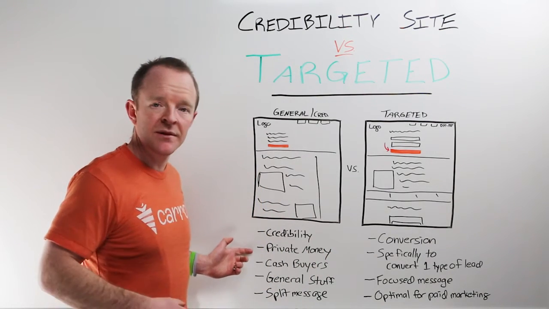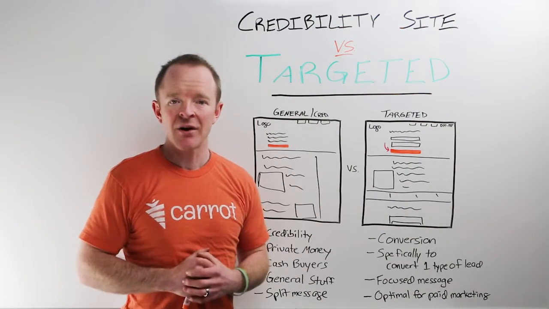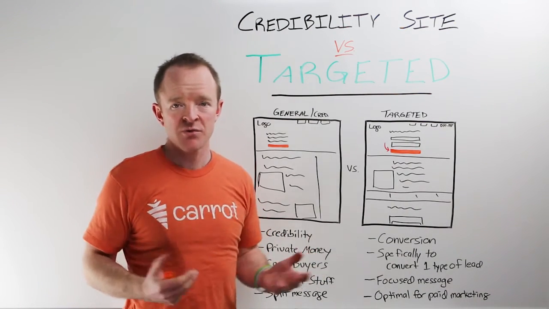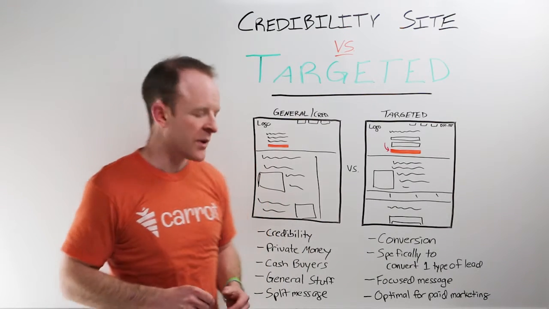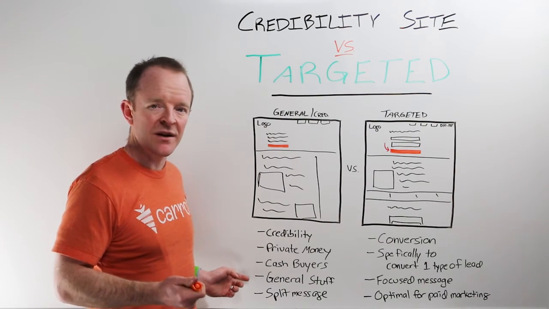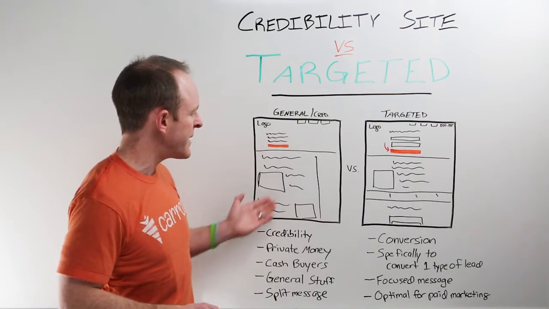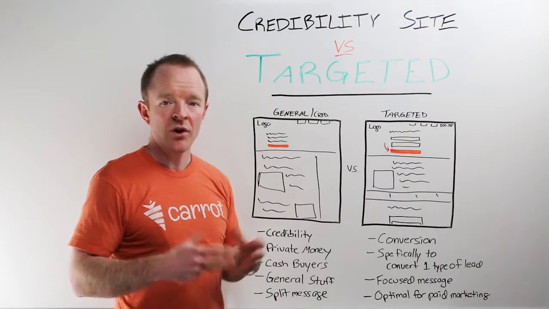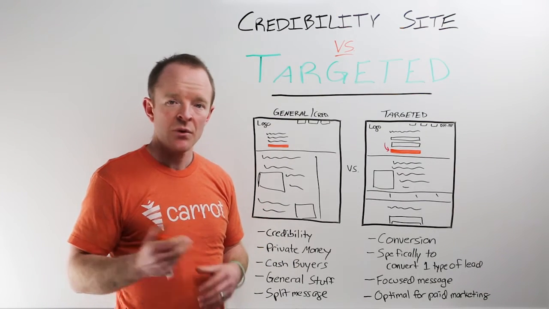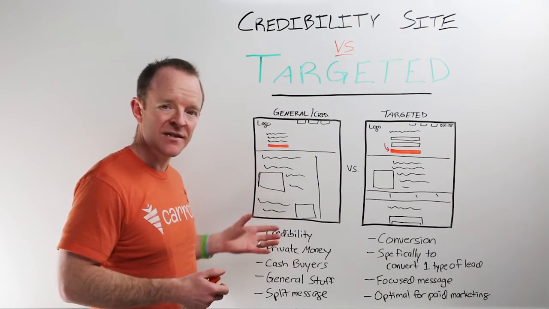And you could be looking for private lenders on that website. You could be building a cash buyer list on there and selling properties. That works really well on a main company credibility website, okay? But it's a lot of general stuff, okay? It's not really focused in on any one particular message, and it's a split message, okay? So your homepage might say, hey, we are a real estate investment solutions firm. We buy, sell, and rent houses. But you're going to be talking about all of that stuff here on the homepage.